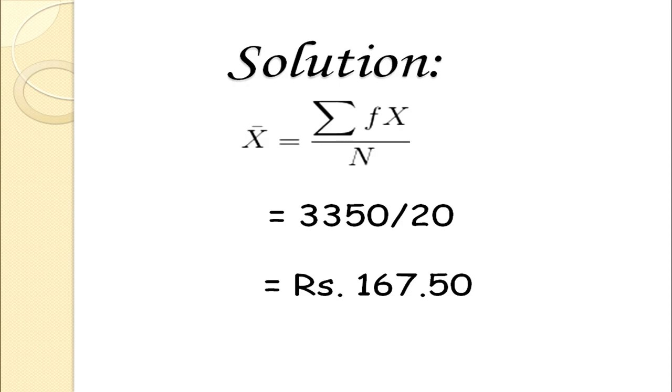Once we have calculated all this, we need to write the formula first. So, we have written the formula, mean is equal to sum of fx upon n, and we all know that n stands for sum of frequency. So, we have just put the value 3350 divided by 20 comes to rupees 167.50.